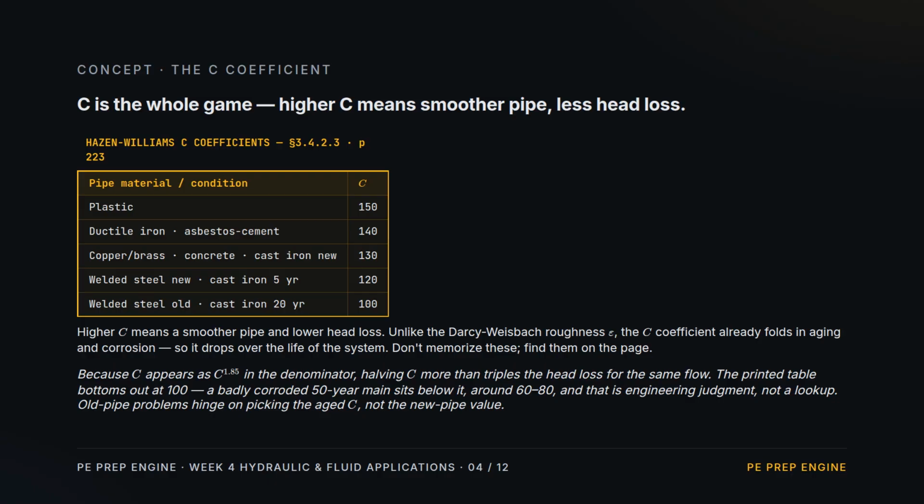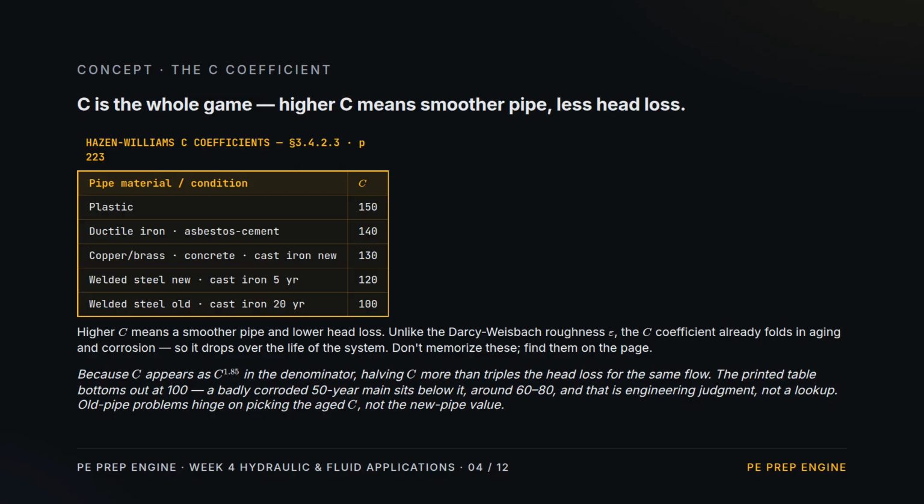Now, the coefficient that drives everything, C. Don't memorize this table, find it. Plastic is the smoothest on it at 150. New welded steel, the one you'll see most, is 120, and the values run down from there as pipe ages. Higher C, smoother pipe, less head loss. And a key difference from Darcy-Weisbach, C already folds in aging and corrosion, so unlike a fixed roughness epsilon, it changes over the system's life. Because C appears raised to that same high exponent in the denominator, halving it more than triples the head loss.